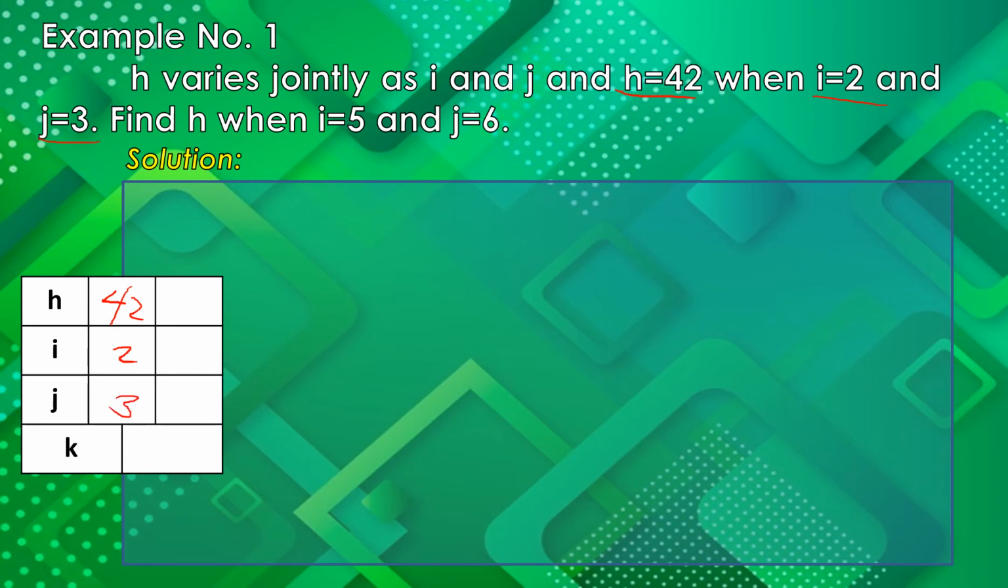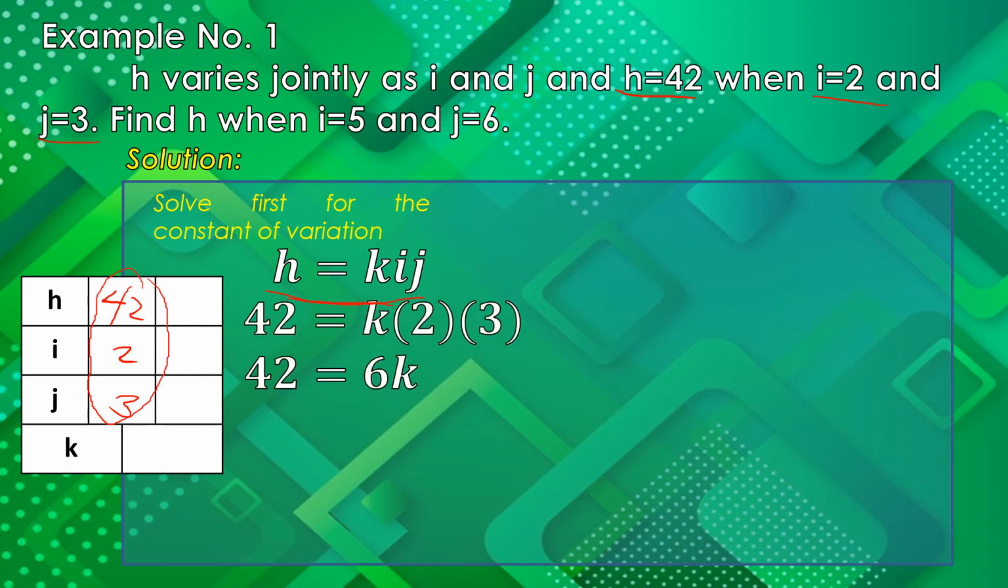Ngayon, since nilalagay natin yung first set, kapag meron ng first set, pwede na natin makuha yung ating constant of variation. Given, translate lang natin yung ating statement sa equation. We have H equals kij. Then, substitute all the values of the given variables dito sa ating equation. So, yung H magiging 42, and then yung I magiging 2, and then yung J magiging 3. Then, simplify. 2 times 3, we have 6.